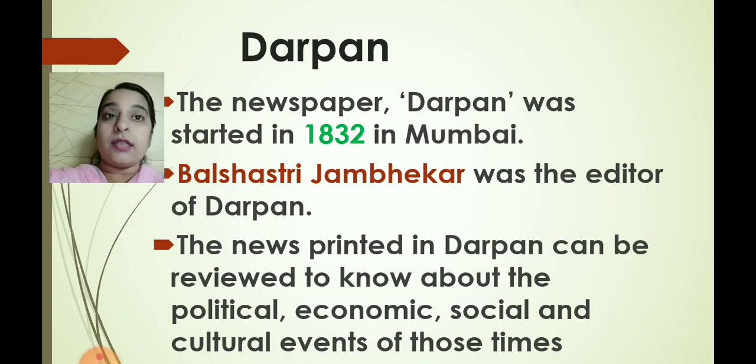So children, Darpan newspaper was started in 1832 in Mumbai, and who was the editor of Darpan? Bal Shastri Jambekar. And in Darpan, what news was printed? About the political, economic, social and cultural events of those times.